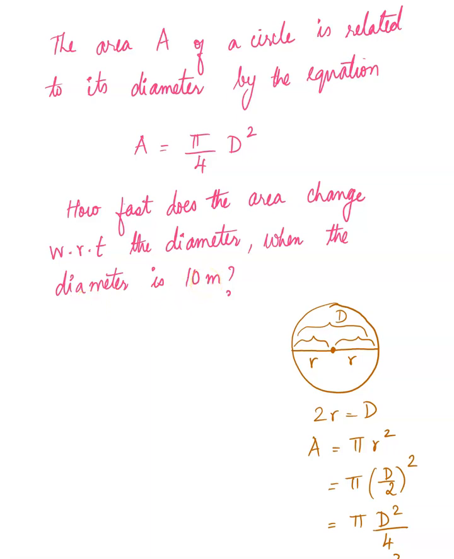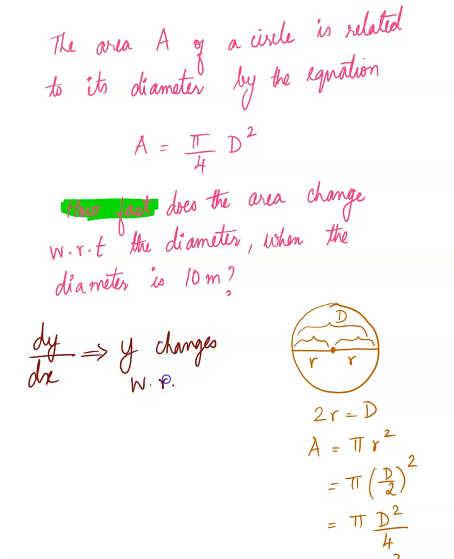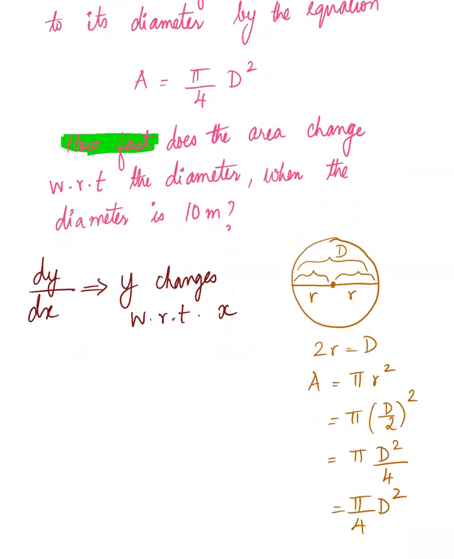So we want to first analyze the question. How fast is an indication of the rate of change, right? Rate is the speed, so something's moving fast. So how fast does the area change with respect to the diameter? So a quick connection to you is that if I wrote dy over dx, it implies that y changes with respect to x, right? That's the understanding. That's how you would interpret it.